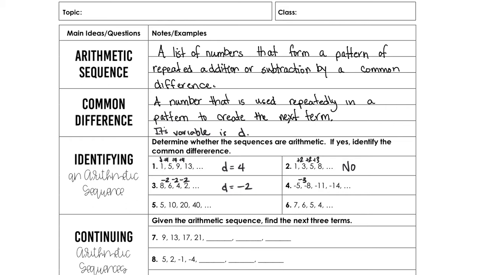From negative 8 to negative 11, that is minus 3. And from negative 11 to negative 14, that as well is minus 3. So the common difference here is negative 3, right? Pretty self-explanatory stuff.